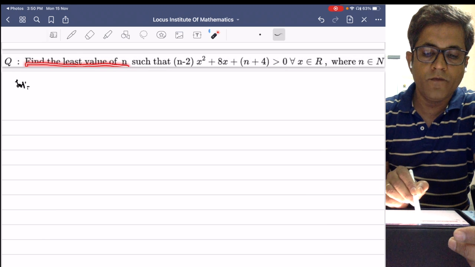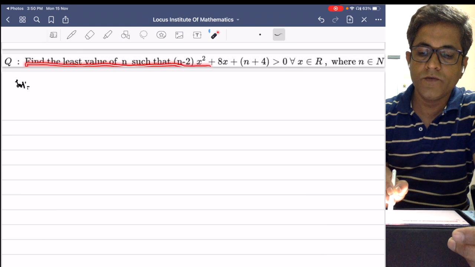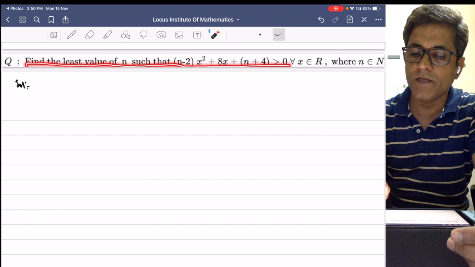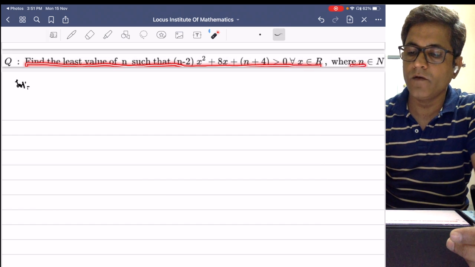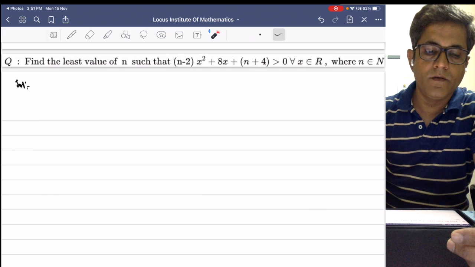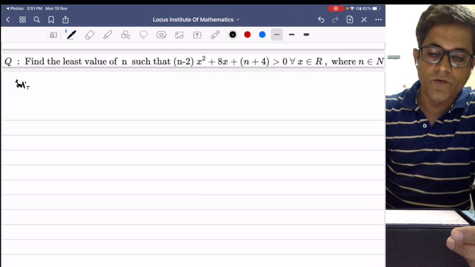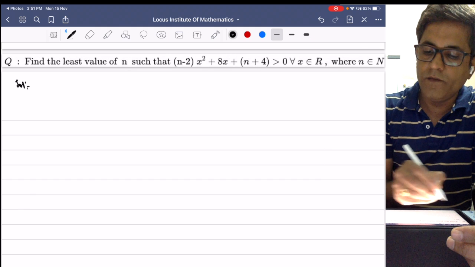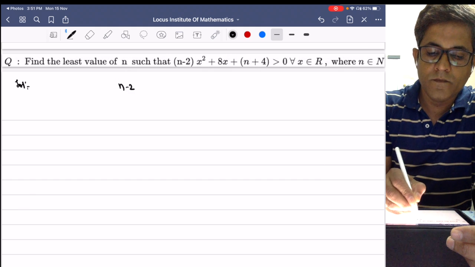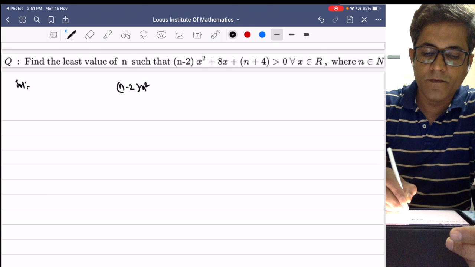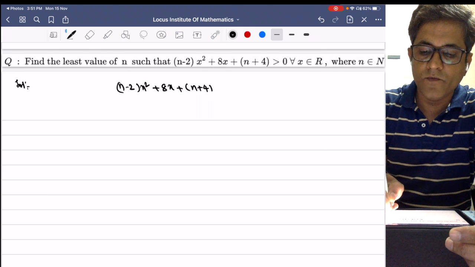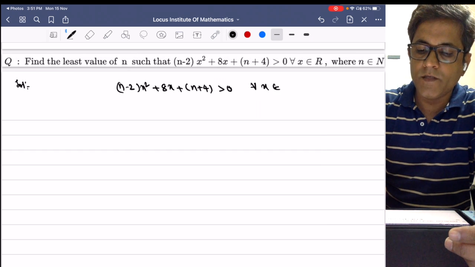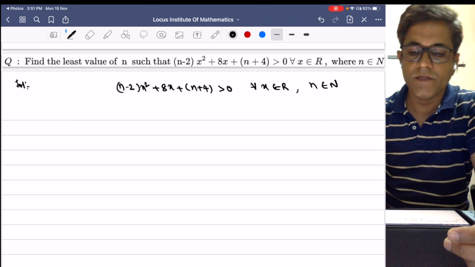Find the least value of n such that (n − 2)x² + 8x + n + 4 is greater than 0 for every x belongs to R, where n is a natural number. So this is the question. Solution. The given inequation is (n − 2)x² + 8x + n + 4 > 0 for every x belongs to real numbers, and n is a natural number.